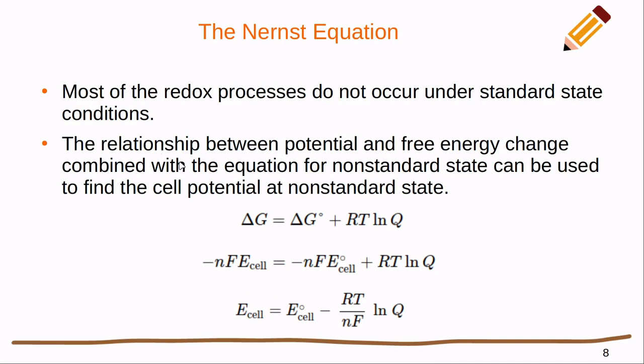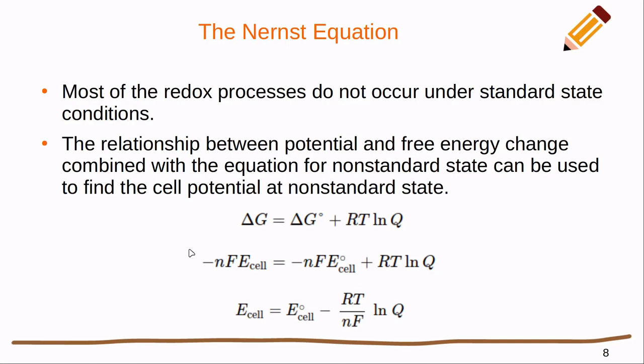Now, just like we said before, most of the processes that we want to study are not going to be under standard state conditions. These are special conditions. So it would be really nice to be able to calculate the cell potential that we would expect under non-standard state conditions. And we saw that we could do that with delta G with this equation. I can start with the standard delta G for that reaction, and I can apply this fudge factor to get it at non-standard conditions.